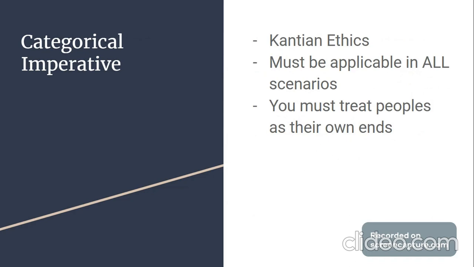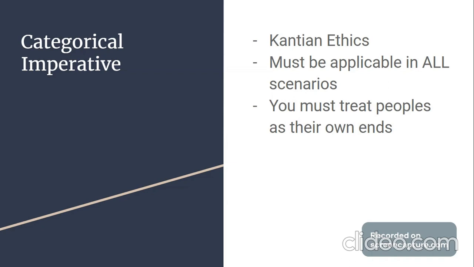So, the categorical imperative is this philosophy made by this guy, Immanuel Kant, who argued that there are certain actions that are going to be inherently good, as we've already talked about under deontology. And he gave forth 3 formulations for how we are going to decide that. And there's only 2 that really matter. So the first one that we are going to talk about, at least, is the formulation of universality.